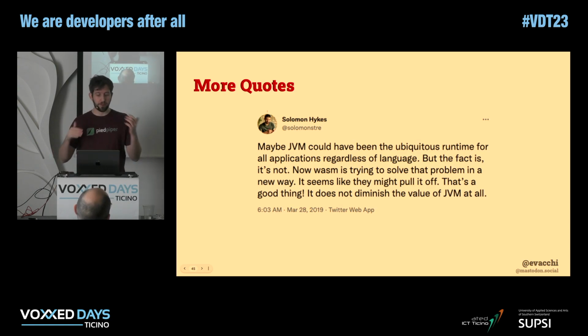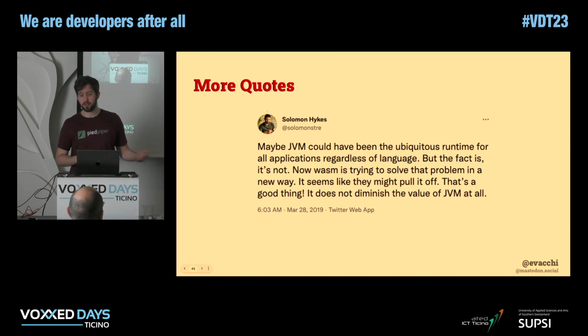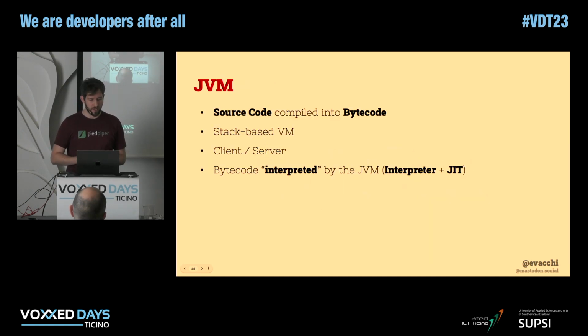Maybe JVM could have been the biggest runtime for all applications, regardless of language, because sometimes someone says, well, what about the JVM? We're wondering that ourselves. But the fact is it's not. Now Wasm is trying to solve the problem in a new way. It seems that they might pull it off. That's a good thing. It does not diminish the value of JVM at all. So what's the difference?